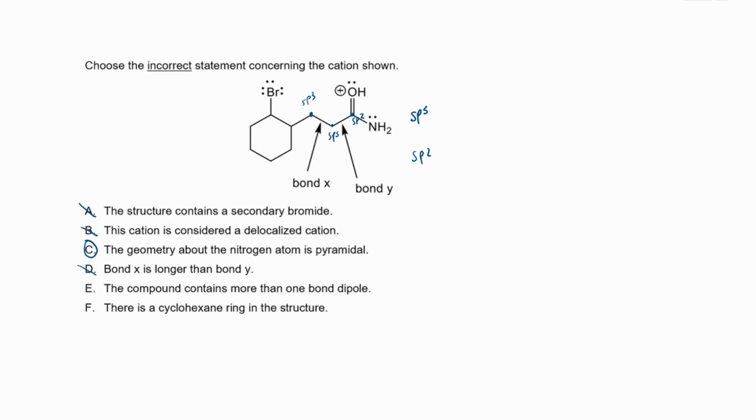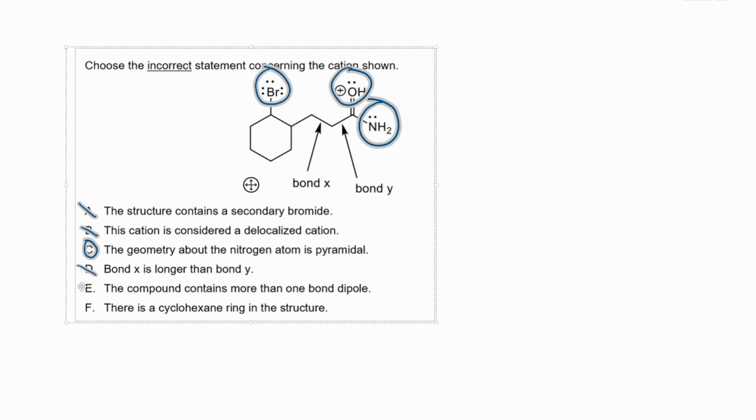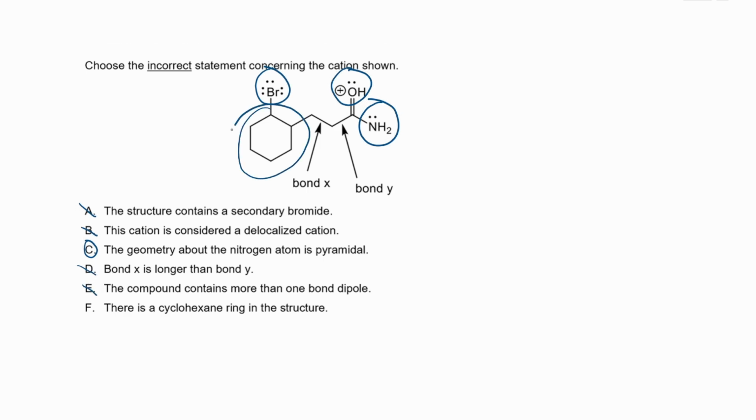E, the compound contains more than one bond dipole. That is correct, because if we look over here and we look over here and we look over here, well, there's going to be some kind of partial positive or partial negative on all these sides. So yeah, there's going to be more than one dipole in this structure. And finally F, there's a cyclohexane ring. Yep, that's correct. It's over here. That's a cyclohexane ring. So the answer is C.